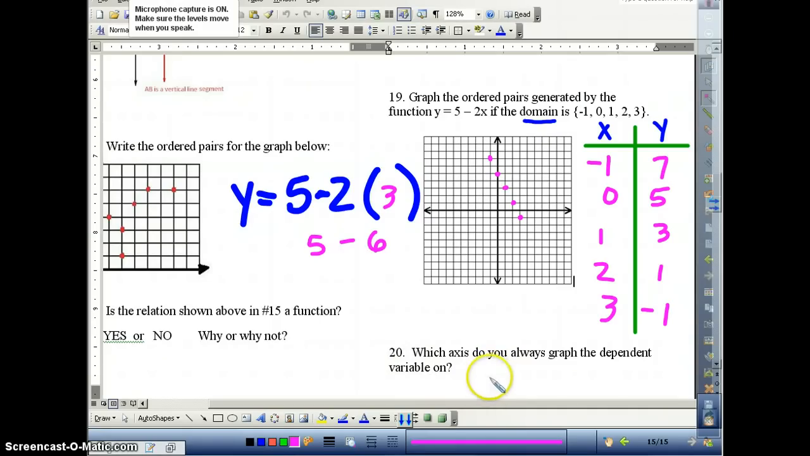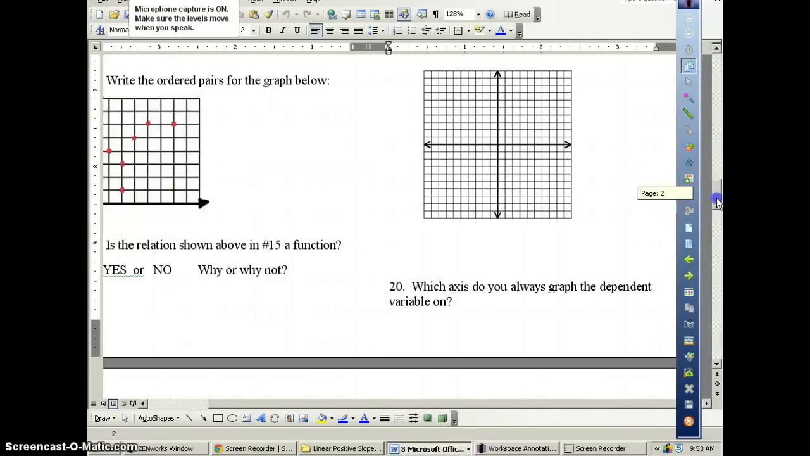Well, if you looked at my big cheat sheet on the wall, the dependent variable always goes on the what axis? Yeah, the y-axis. Independent variable always goes on the x. All right, let's go on to the next page.